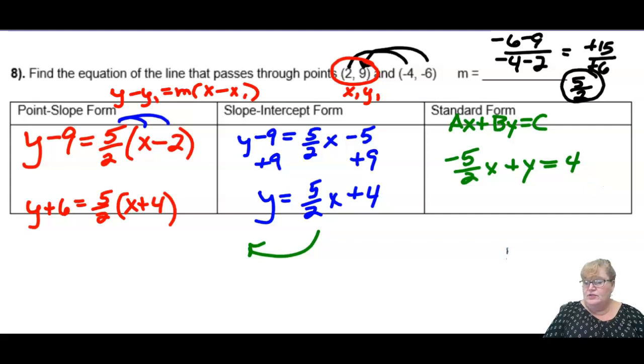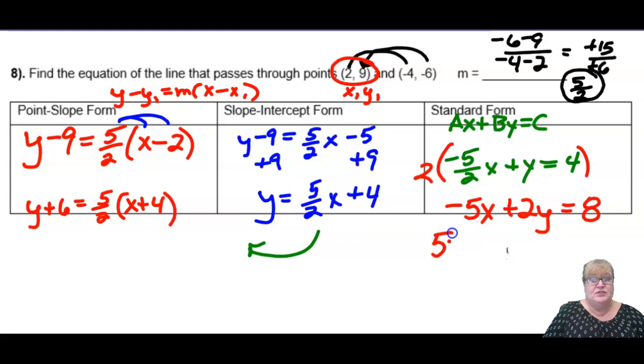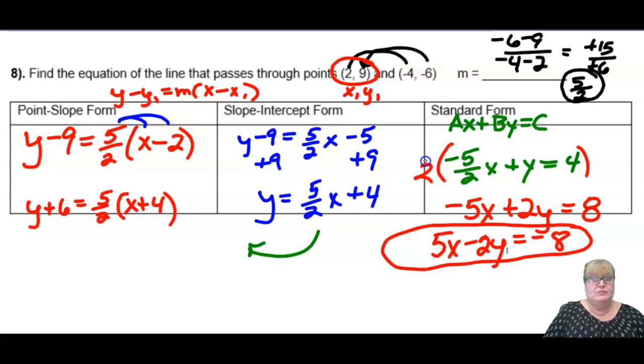If you want to do it in 2 steps, just to show you that that works as well, if I multiply everything by 2, I get negative 5x plus 2y equals 8, but I can't have a negative out front, so then I'd have to change all my signs. Okay, so you definitely could have started by multiplying through by a negative 2 here, just showing you either way.